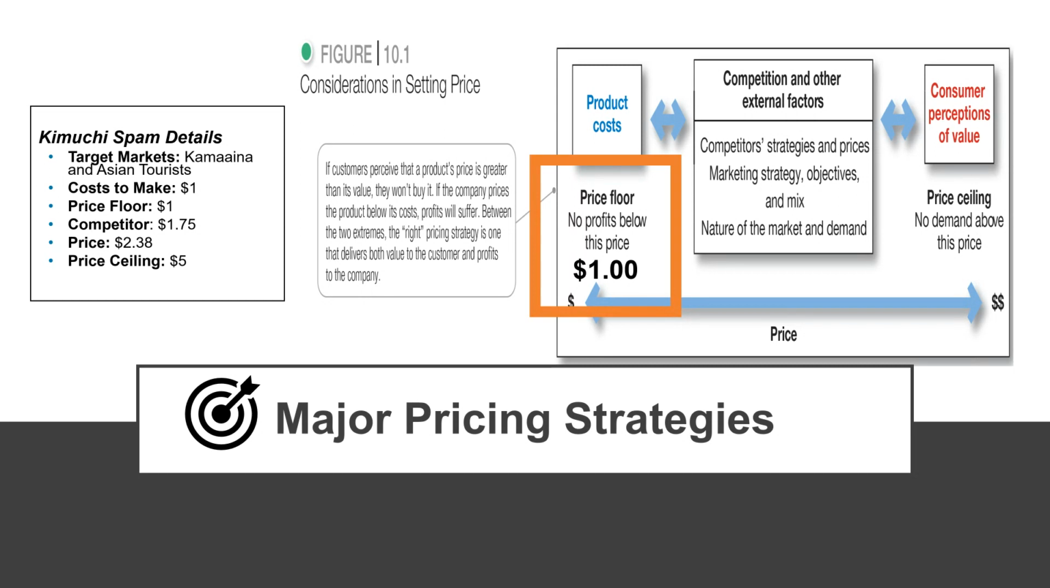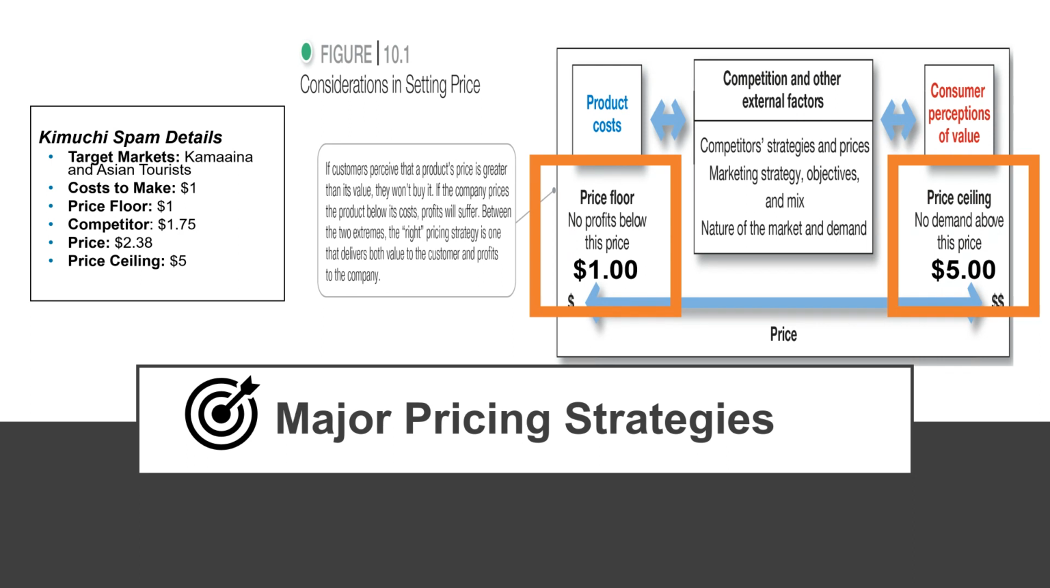From that perspective, we also know that there's a ceiling. The ceiling is that no one's going to buy any musubi at all, no matter who it is, unless it's got something really, really special in it, if we charge above $5. So that would be a ceiling where the demand is nothing if you price it at that level.